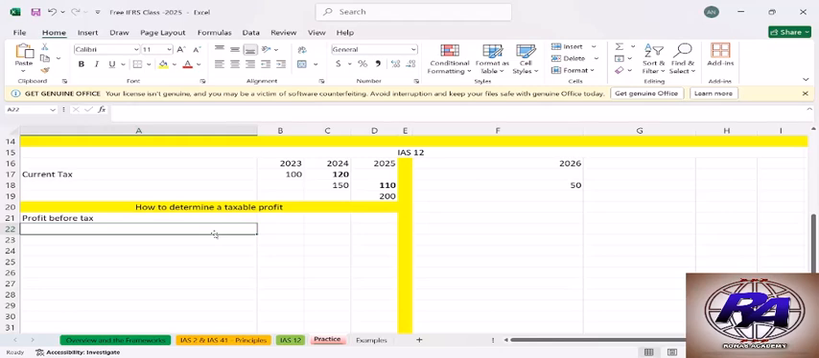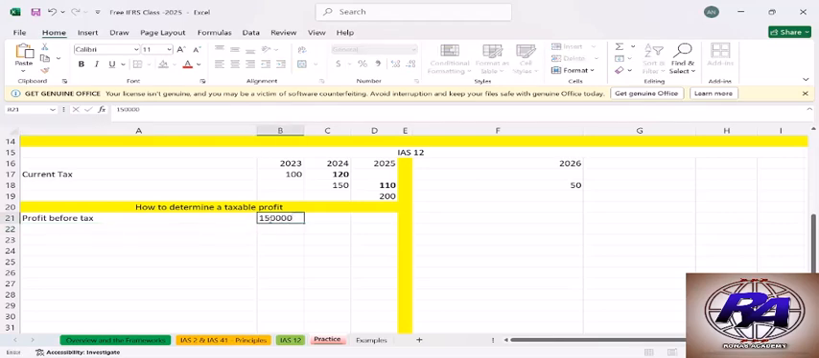So we will have gone to the income statement of the company and picked the profit before tax. So we would have gotten a figure here and put it here. Let's say that figure is $150,000 for the period. So what do we do next?